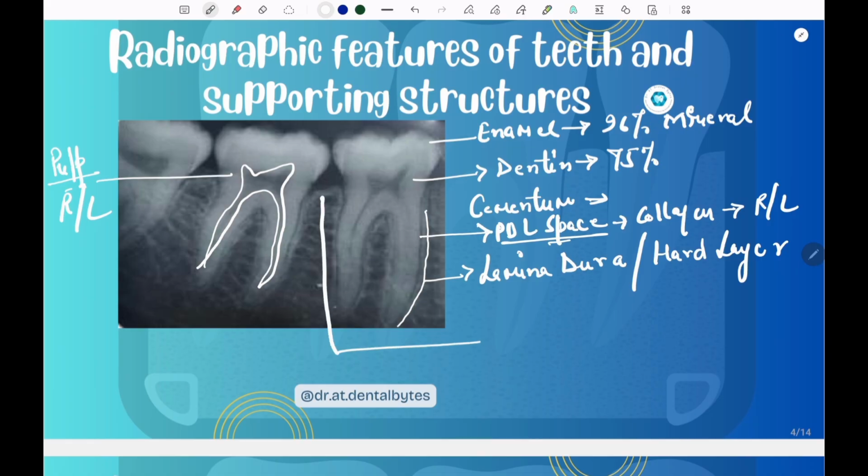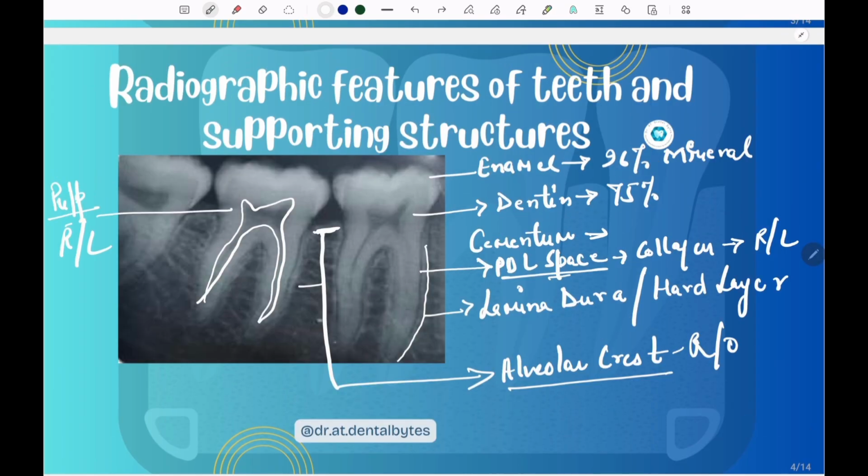This is the alveolar crest. The gingival margin of the alveolar process that extends between the teeth appears radiopaque because it's a bone structure, it's mineralized. It doesn't allow the X-rays to pass through easily. I will provide the list of radiolucent and radiopaque structures at the end of the video.